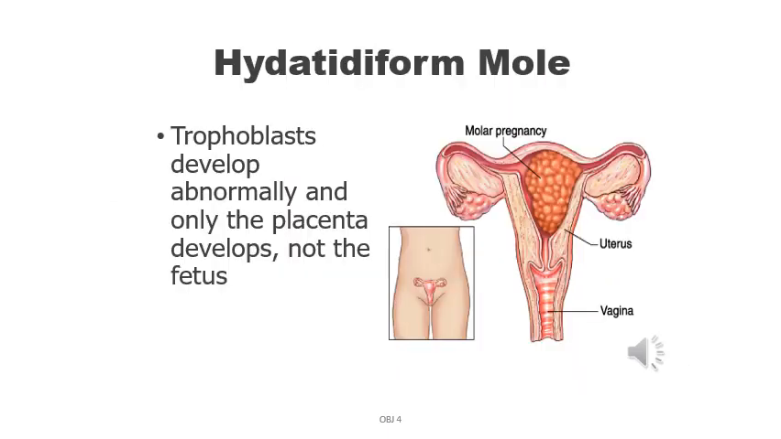Next we're going to talk about the hydatidiform mole. This is also known as gestational trophoblastic disease or a molar pregnancy. This is when you have trophoblasts that develop abnormally and only the placenta develops, not the fetus. This is usually diagnosed by the 4th month. You'll have high levels of HCG due to the rapid proliferation of the abnormal chorionic villi.